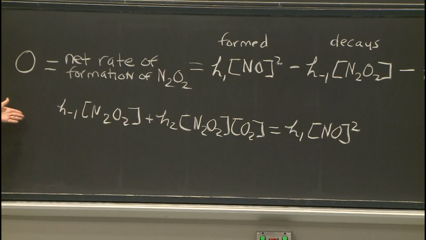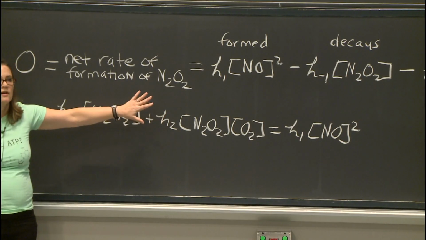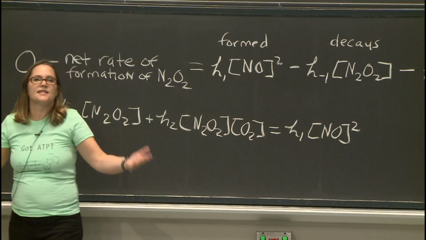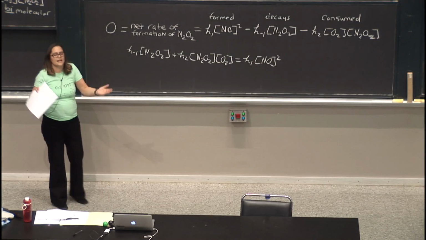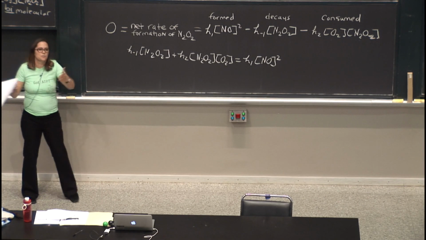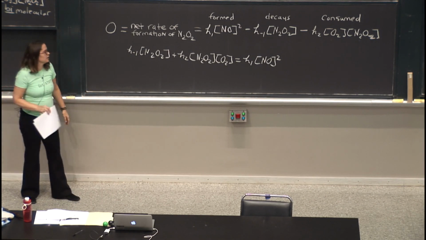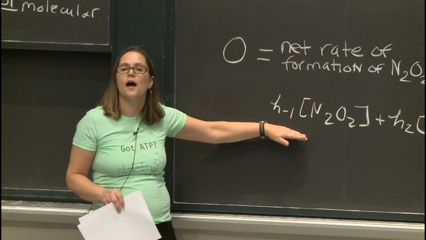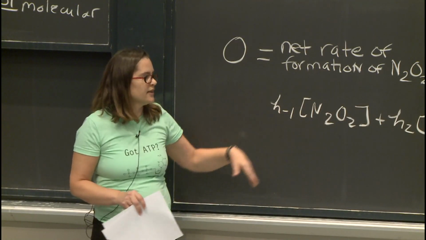So this is another way to express the steady state approximation. The rate at which the intermediate goes away equals the rate at which it's formed. That's the steady state. There's no net flux in the intermediate. It's being formed and going away at equal rates. So now we can use this to solve for the intermediate. Now we're set.